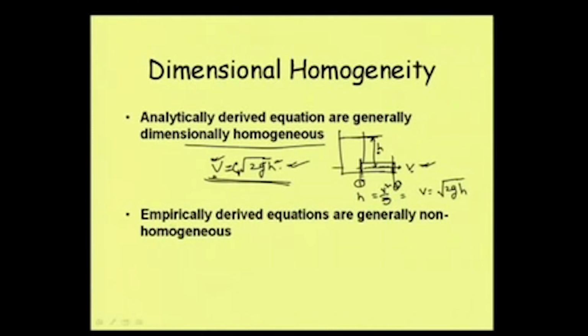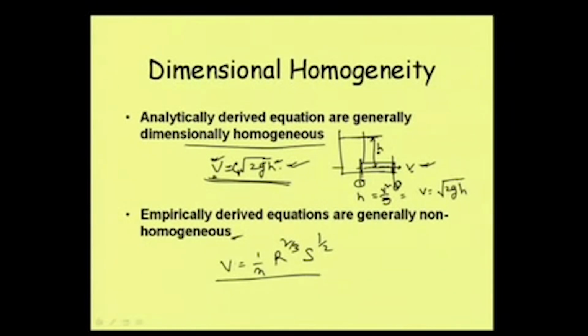But when we talk about empirically derived equations, they are generally non-homogeneous. We have used such equations several times. For example, for deriving the resistance flow formula, we write V equals 1 by n, then R to the power 2 by 3 and S to the power half. That equation we have used several times, and similarly Chezy's equation we have also discussed several times.